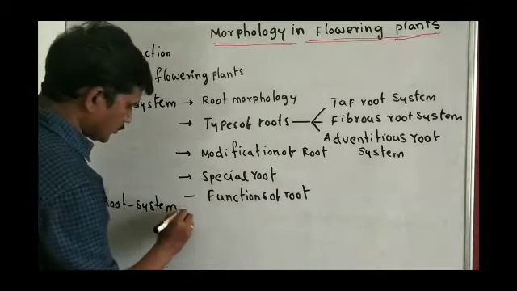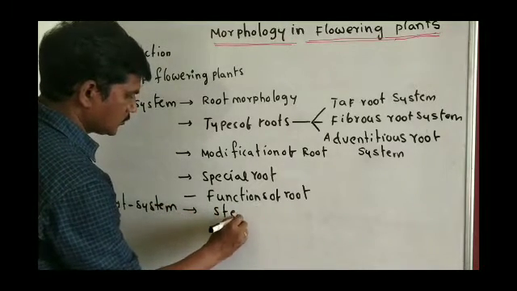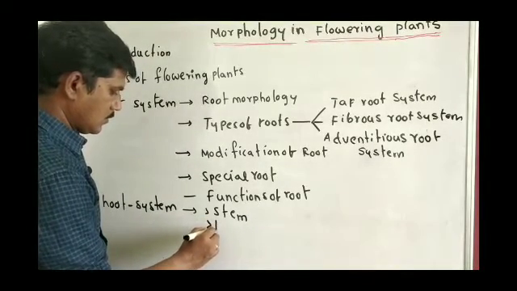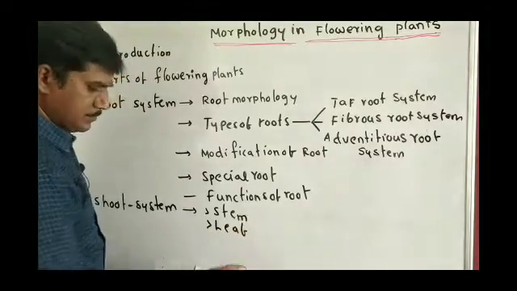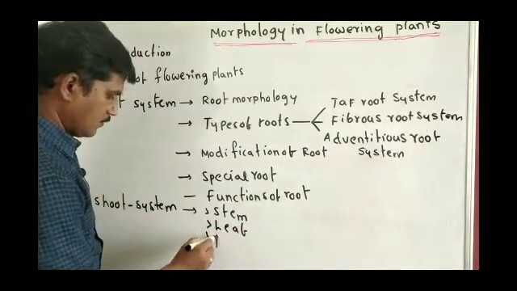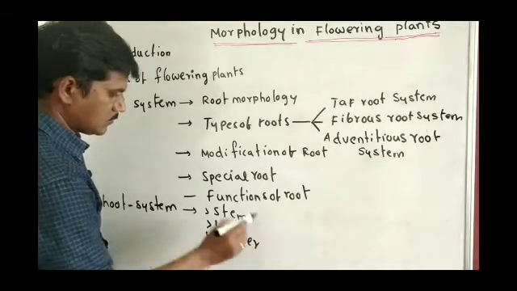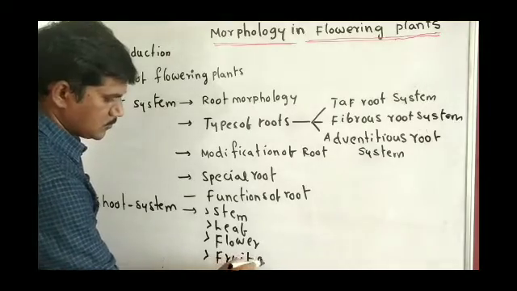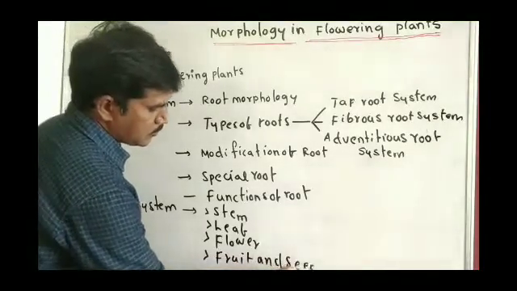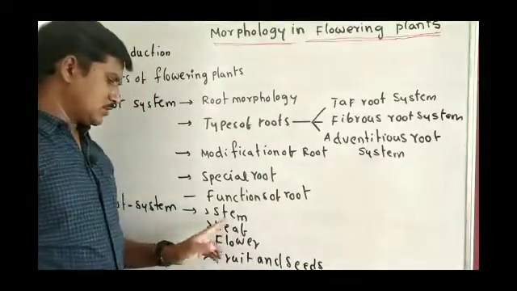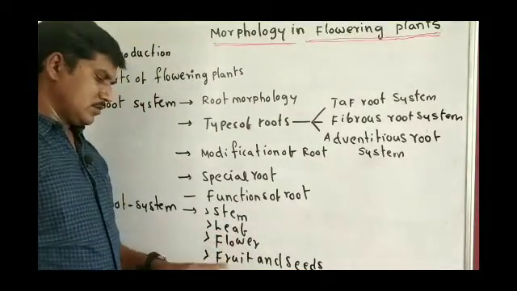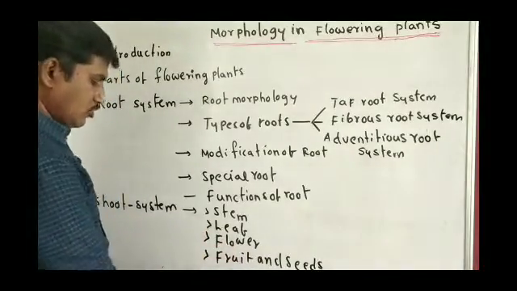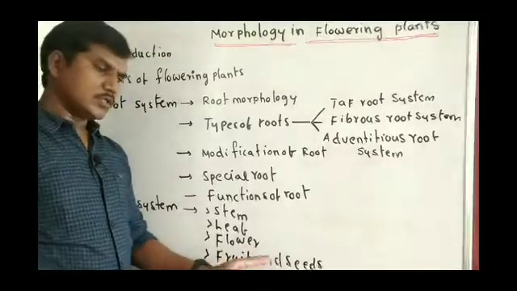In the shoot system, we are going to discuss the stem, leaf, and then flower, and then fruit and seeds. Apart from this, we are going to discuss stem modification, leaf modification, and the structure of the flower, types of the flower, modification of the flower. Next, we are going to discuss the fruit and types of the fruits, and then seeds.